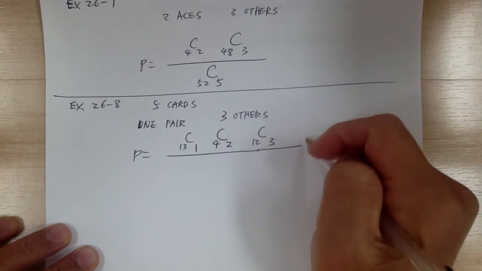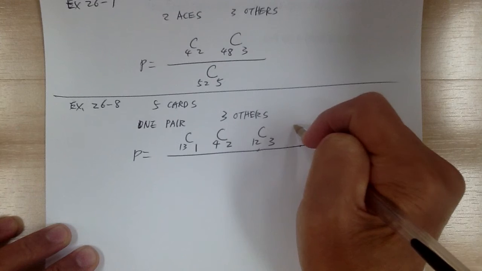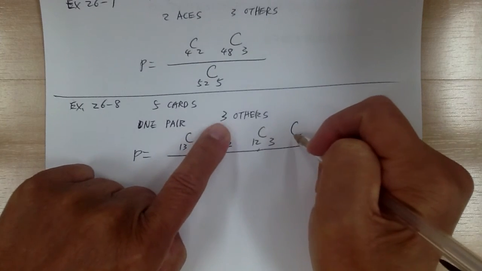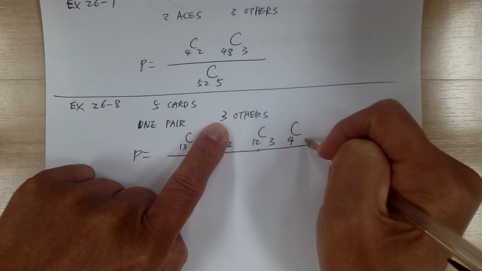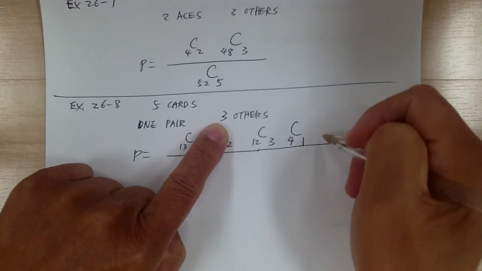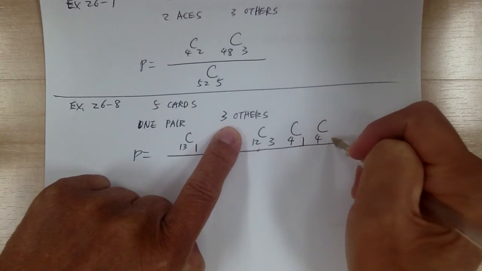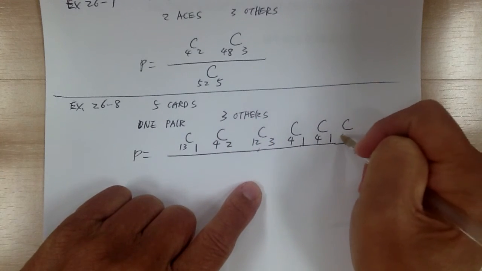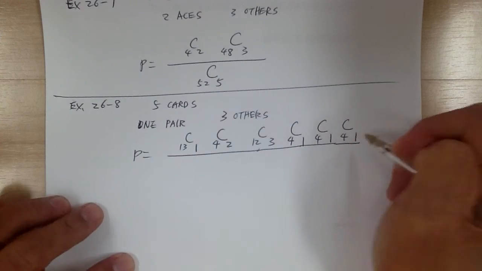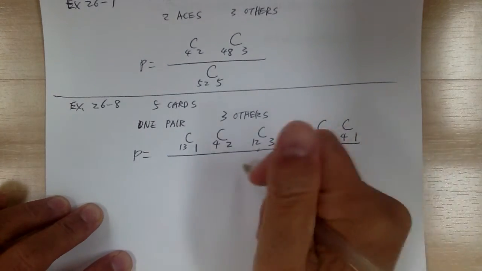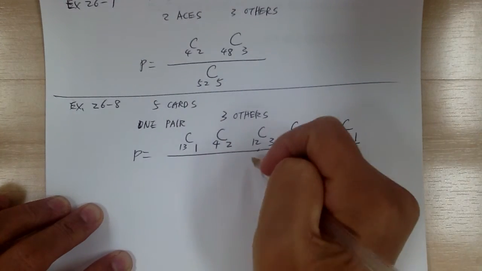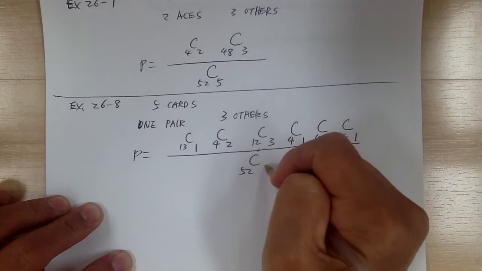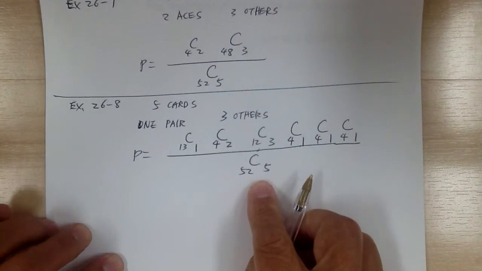After you choose each rank, for the 3 cards, for the first one, in the rank that you chose there are 4 cards, and you have to choose 1 of them. And the second card, again, there are 4 cards in the rank, you choose 1 of them. And the third card, again, there are 4 in the rank, you choose 1. And then you have to divide by the total. The sample space would be, there are 52 cards in total, and you have to choose 5.